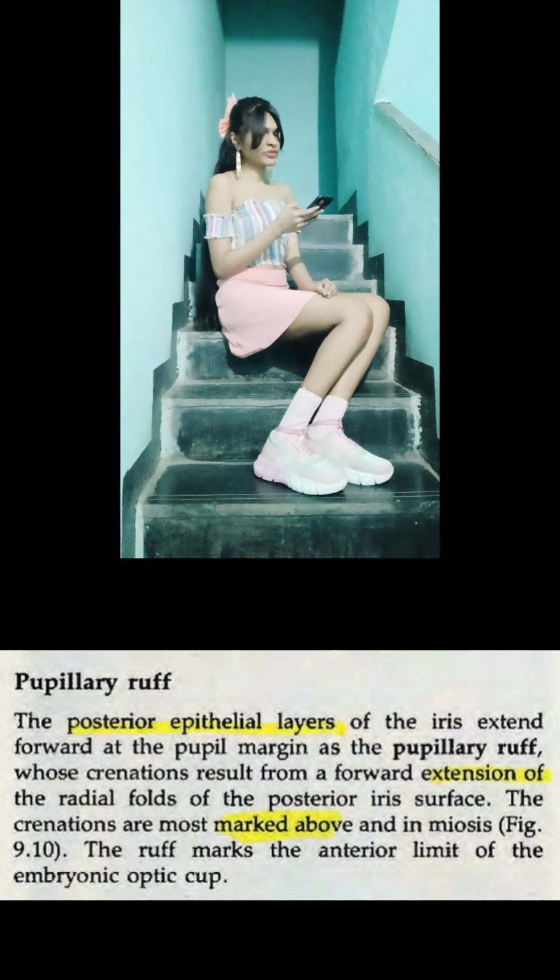So this pupillary ruff has crenations, and these crenations result from a forward extension of the radial folds of the posterior iris surface. So the posterior iris surface has radial folds, and these radial folds are seen as crenations of the pupillary ruff, that is the extension of the pigment epithelial cells at the pupillary margin. The ruff marks the anterior limit of the embryonic optic cup.